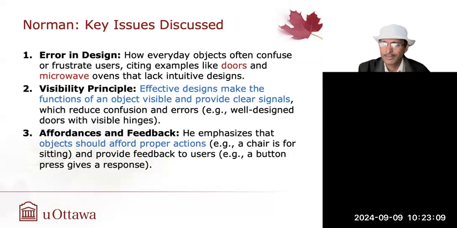And affordances and feedback mean how easy it is to use them. For example, if there are switches, if people can see the switch, and if the switch functions for one thing, then this is easier. If the same switch functions for multiple purposes, then this is more difficult. This is the idea of Norman.